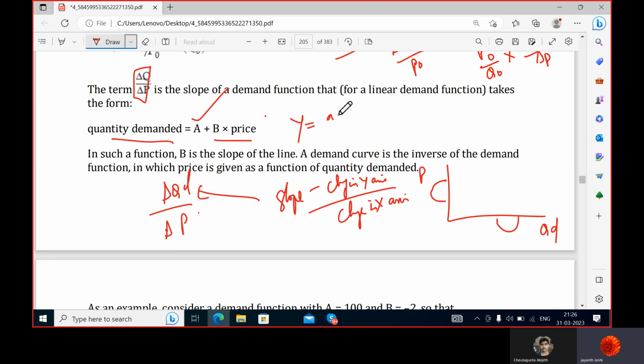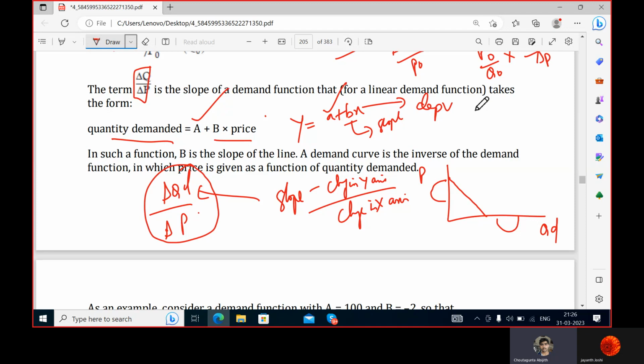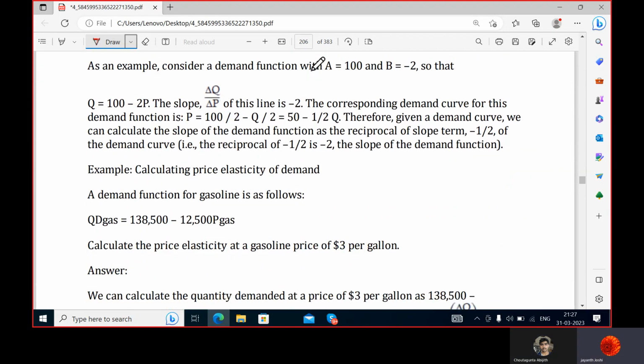And y is equal to a plus bx. You always know a is the y-intercept. That means the line will cut like this, not a demand curve. And b is nothing but the slope, which we got this way. And x is the independent variable. What is the independent variable here? Price. And what is the dependent variable, Abhijit? Demand, correct? Done. So like that, they have framed some equations.